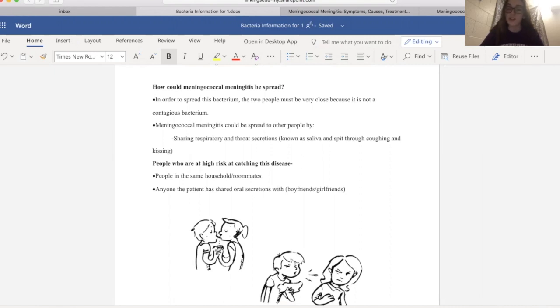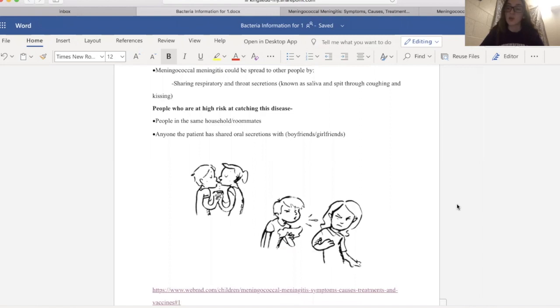So who's at high risk for catching this disease? People who are at high risk are people who are in the same household, their roommates, and anyone the patient has shared oral secretions with.